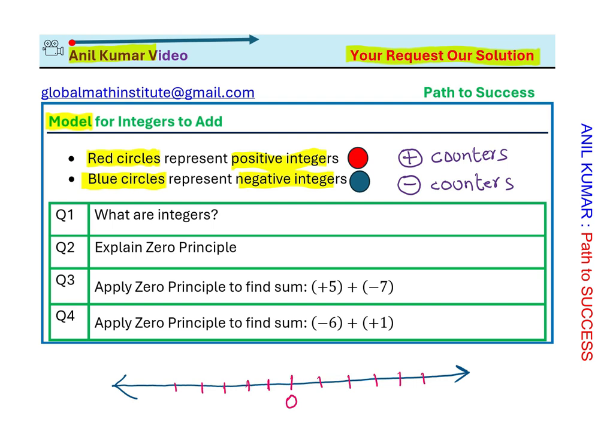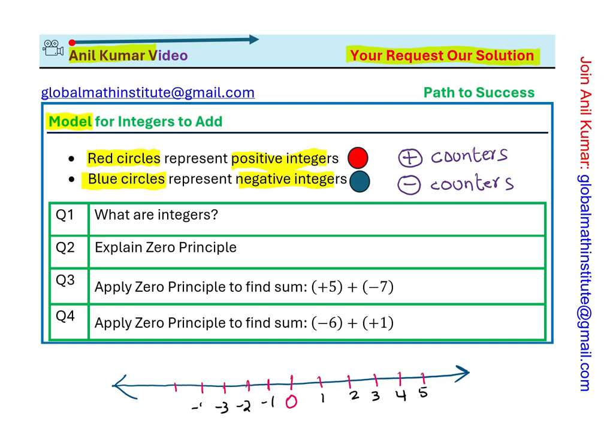So let me write down these integers here. So we have 1, 2, 3, 4. As we move to the right, the numbers increase. That concept is there on the left side also. So what I'm trying to say here is minus 1 is greater than minus 2. Makes sense.